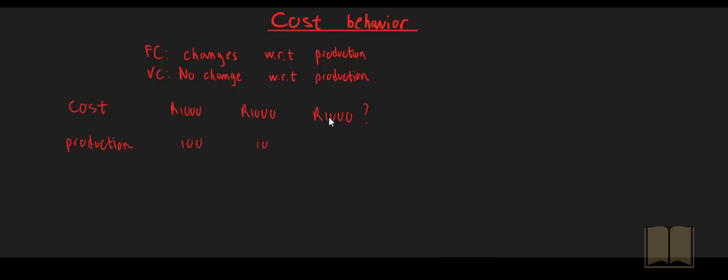Let's see production. Production for the first month was 100 units, second month 100 units, third month 100 units. But what if production changes to 200 units and this cost then changes to 2,000 Rand? You see, production has changed and the cost has changed, so therefore this is a variable cost.